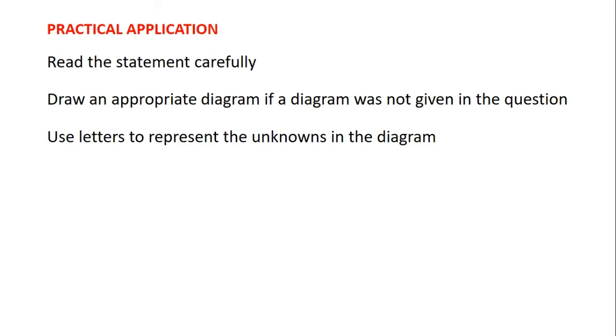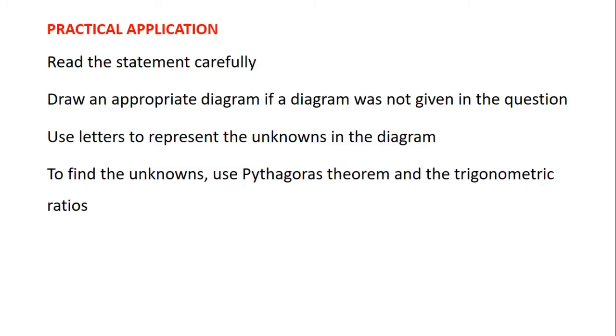Then you use letters to represent the unknowns in the diagram. So what you want to find, maybe an angle or a given length, you use letters to represent it. Then you find the unknowns by using the Pythagoras theorem and the trigonometric ratios. So you apply the Pythagoras theorem and the trigonometric ratios to find the unknowns in the diagram. Let's pick a question and see how to do this.